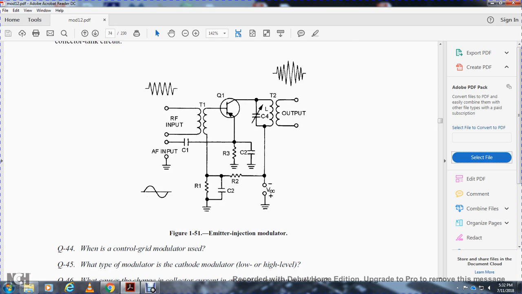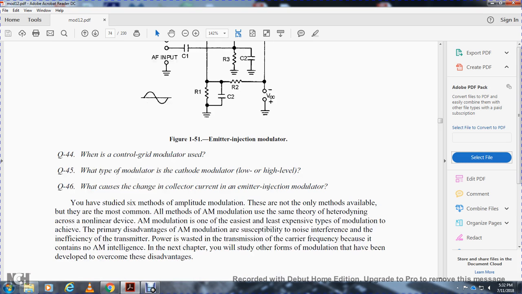Figure 151 shows the emitter injection modulation. The radio frequency input goes into transistor 1, with double input and double output, transformer 2, carrier capacitor, resistor 3, capacitor 2, tuning circuits, resistors 1 and 2, and capacitor 2.